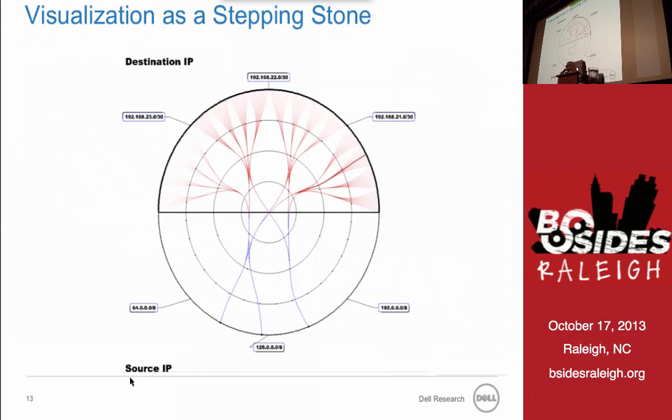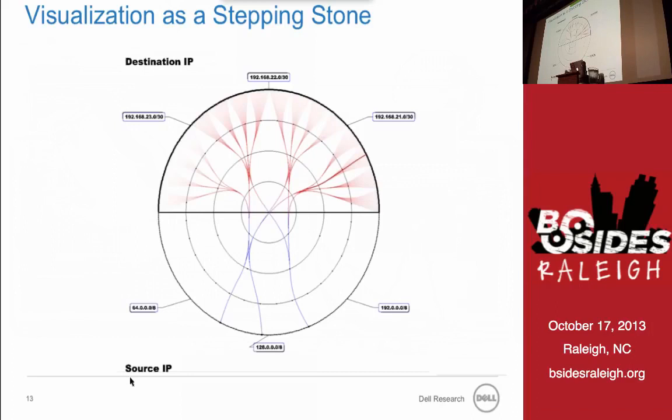Visualization is a stepping stone. And this is often forgotten about in the visualization community, or for security visualization. In this particular example, the idea is you've gone through your data, you've found 3 external IPs that you find kind of interesting, and you're trying to figure out what have they looked at internally.